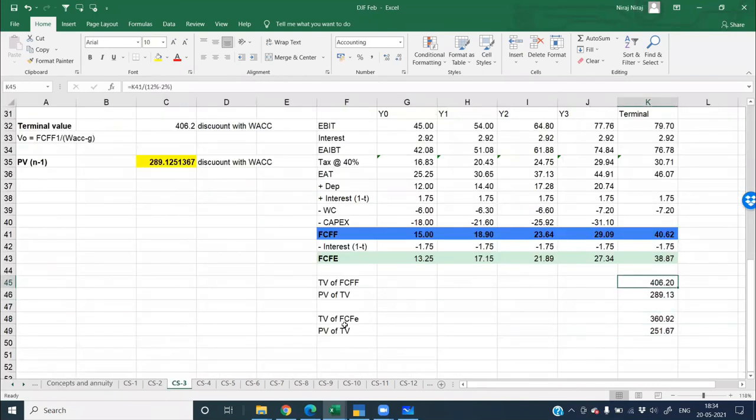See, if you remember this terminal value, here also we had discounted it by 3. This was a 4-year question: year 1, year 2, year 3, and then we calculated the terminal value, and then we discounted everything by n minus 1, that is by the 3rd year.